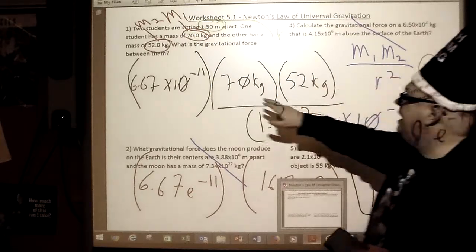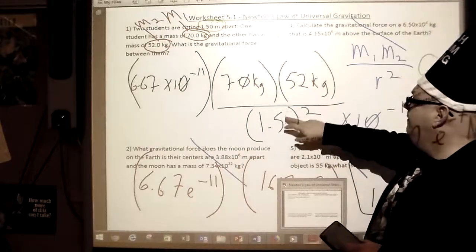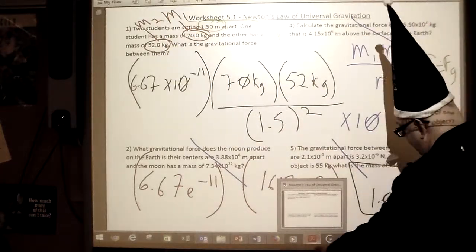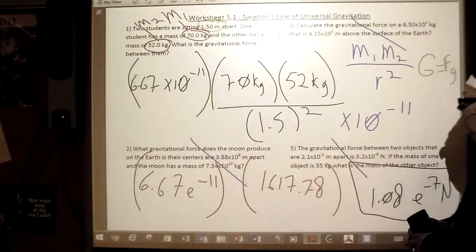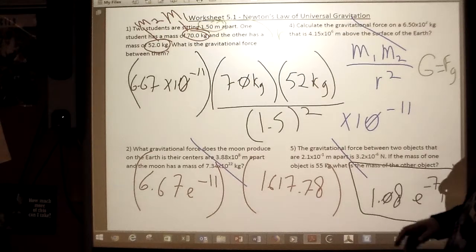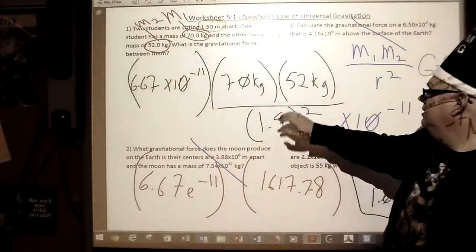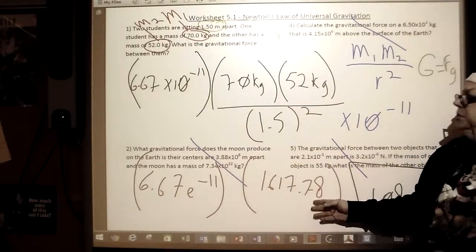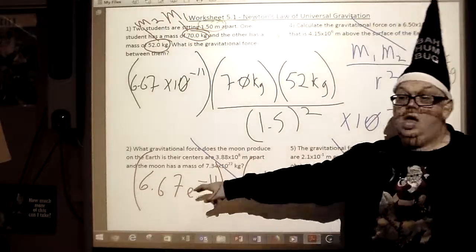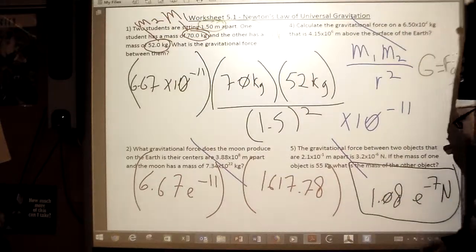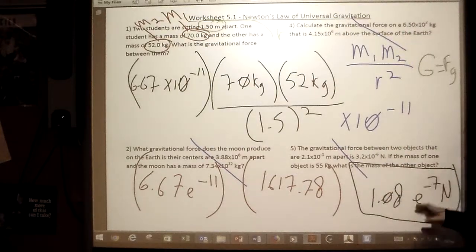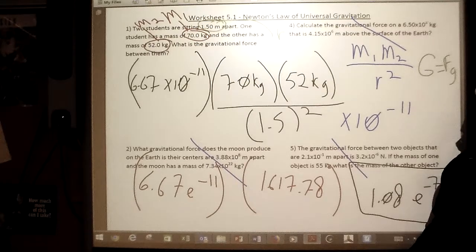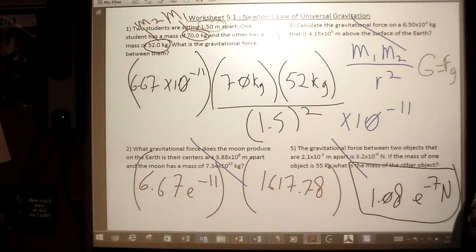So I went ahead and plugged in the numbers here into the formula. Okay? So ultimately what I did, I multiplied this, divided it out, and this is what I got here. And then I multiplied it times our gravitational constant, and I walk away with 1.08 e to the minus 7, or 1.08 times 10 to the minus 7th.